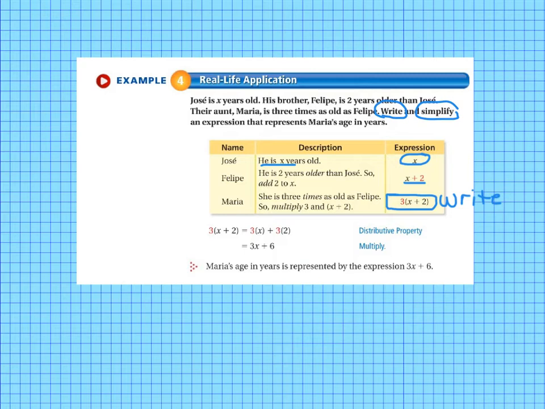Remember, when you have 2 verbs in your directions, you need to do both of those things. So we wrote the expression. Now we need to simplify it. So we're going to take the 3 times x plus 2 and simplify that. So we're going to multiply the 3 times the x and the 3 times the 2. So 3 times x is 3x and 3 times 2 is 6. And we can't go any further because the 6 does not have an x and the 3x does. So they can't combine. So our simplified expression is 3x plus 6.